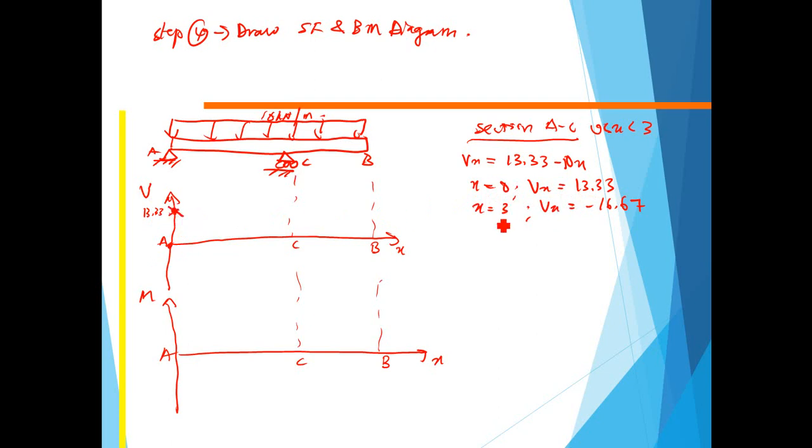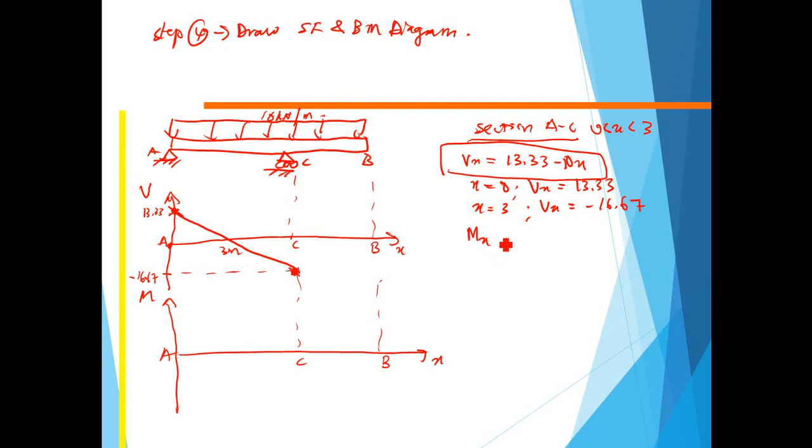And then when x equals 3, which is at point C, so this is 3 meters, Vx equals minus 16.67. So this is the point. Because the relationship here is linear, we get a straight line.